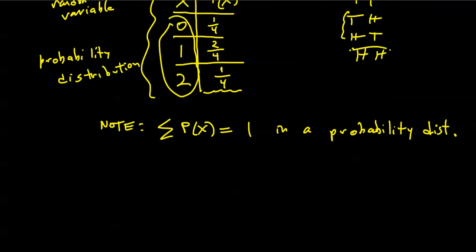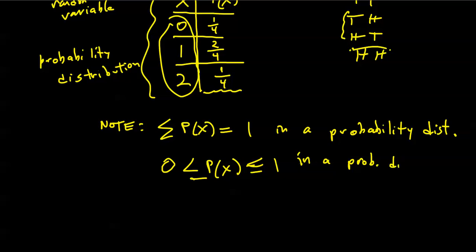Also, please note that each probability must be between 0 and 1. And again, that holds for any probability distribution. So I'll abbreviate that prob dist, if that's all right.